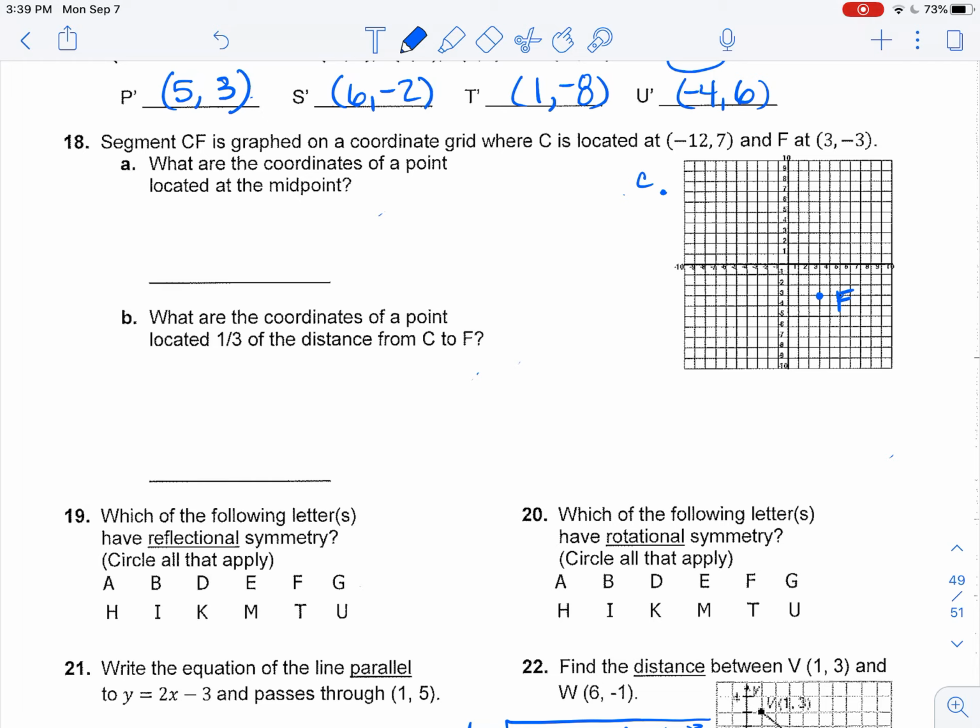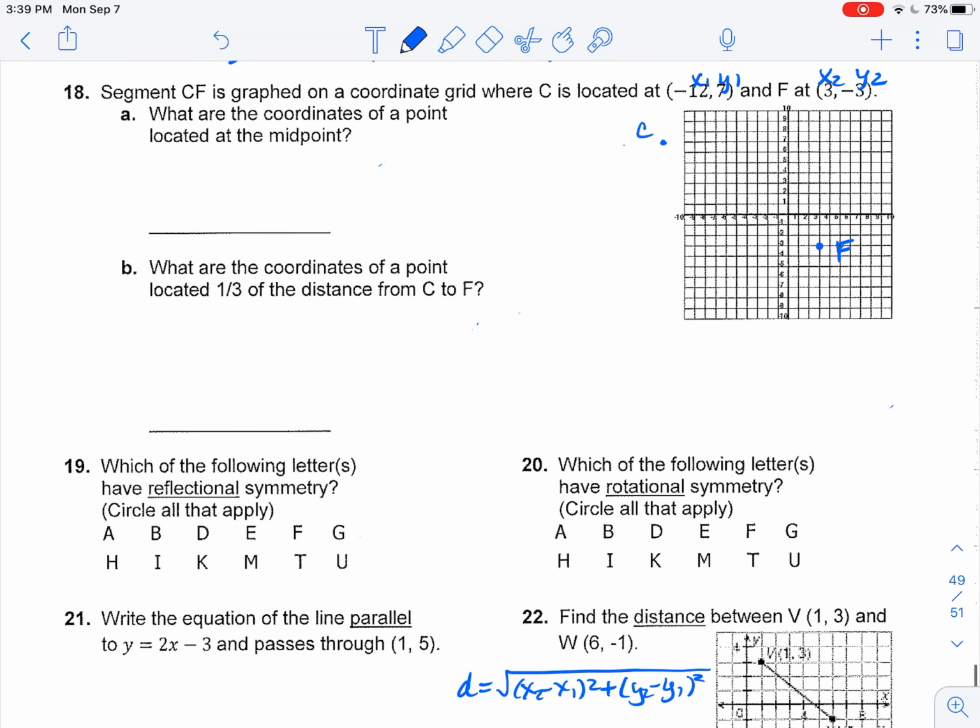And when we're finding the midpoint, we're finding the average of the x's and the average of the y's. And so I'm going to go ahead and label my points again every time. And trust me, I've been doing math a long time and I still do that. So let's average the x's. -12 plus 3 divided by 2 gives you -9/2, which is -4.5 as a decimal. If I average the y's, I've got (7 plus -3)/2. That gives you 4/2, which is 2. So this is (-4.5, 2).